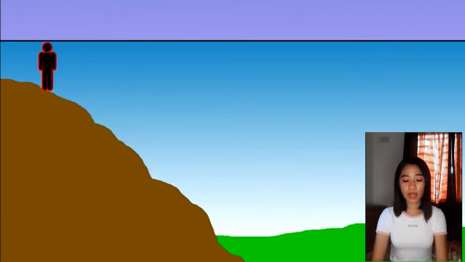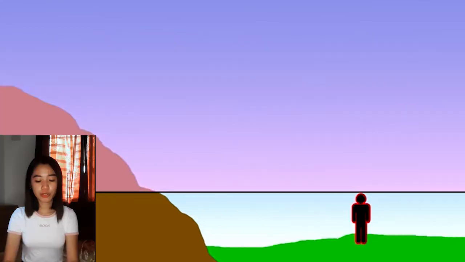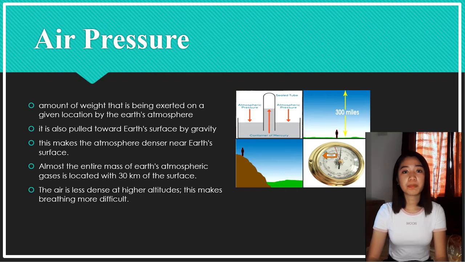If you go higher in elevation, the air pressure decreases, because you're decreasing the amount of atmosphere above you. If you go lower in elevation, the reverse is true. The atmospheric pressure increases because you're increasing the amount of air above your head. That's the reason why your ears pop when you're going down or up in an airplane, or when you're climbing or descending a mountain.